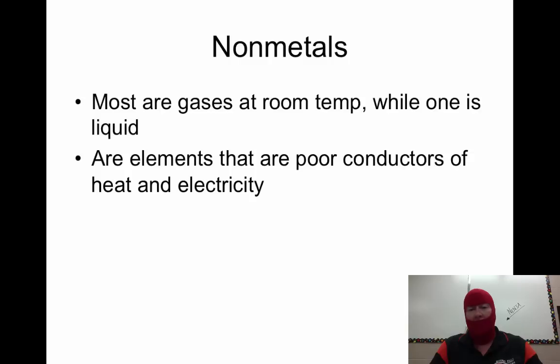I don't know. Your nonmetals, most of them are gases at room temperature. Only one is a liquid. That is the foul-smelling bromine. These are elements that are poor conductors of heat and electricity. A little bit later in the year, we're going to talk specifically about what it is about these categories of elements that gives them these properties.